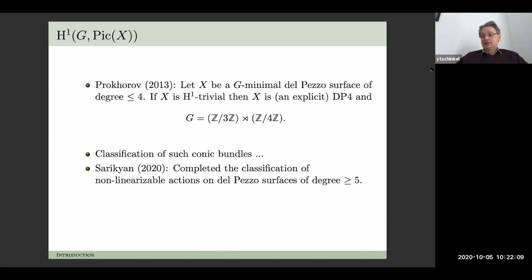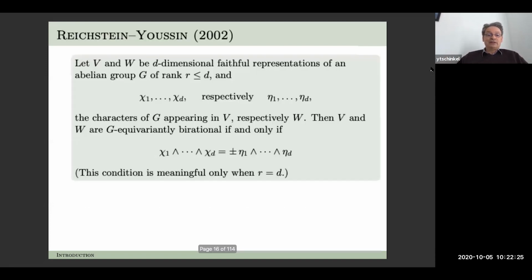Non-linearizable meaning not equivariantly birational to linear actions. So of course, then the question is, are H1 trivial G actions stably birational to linear actions? And so this is still open. And in particular, this TP4 will be very interesting to look at.